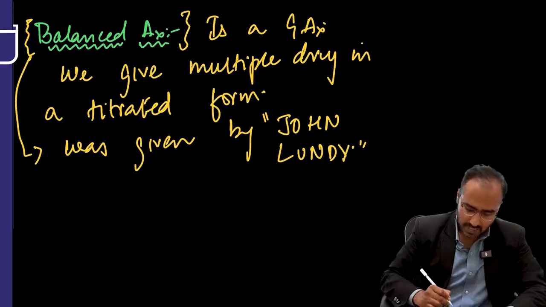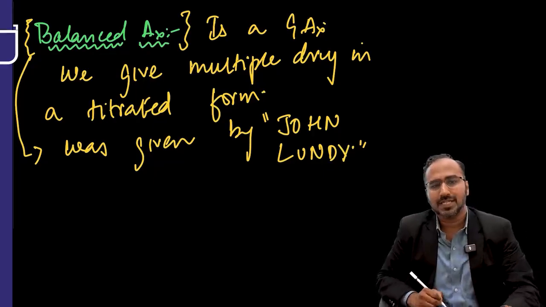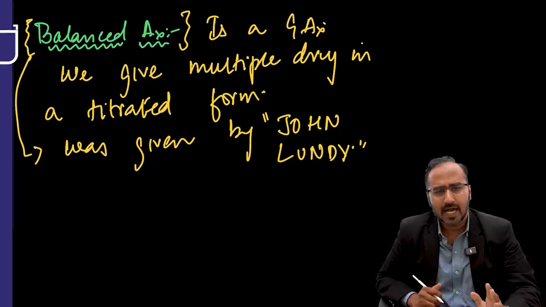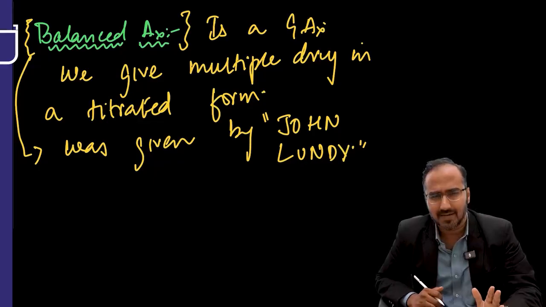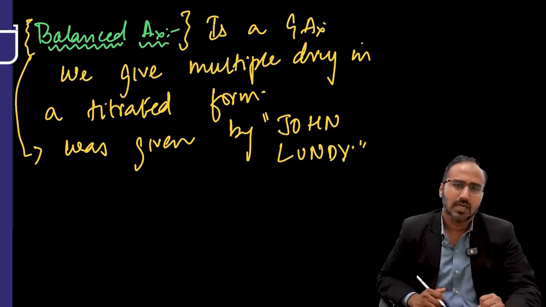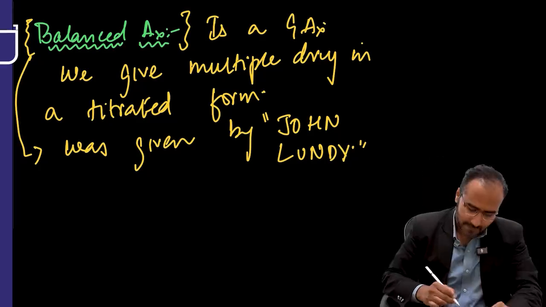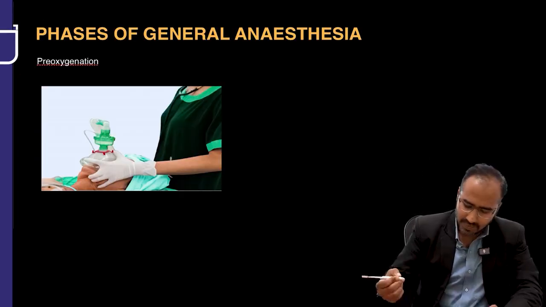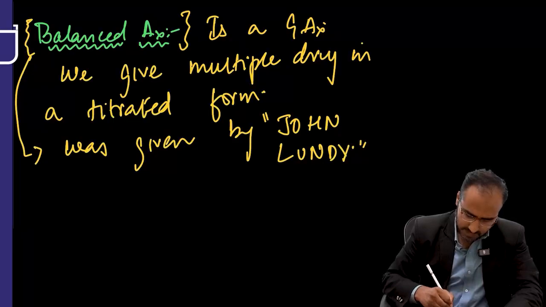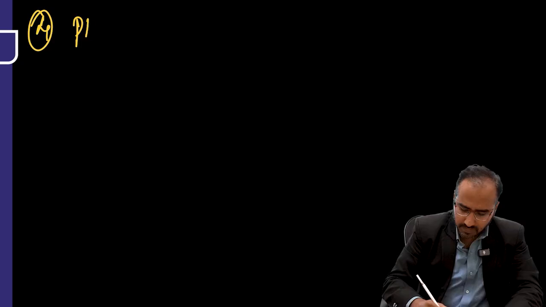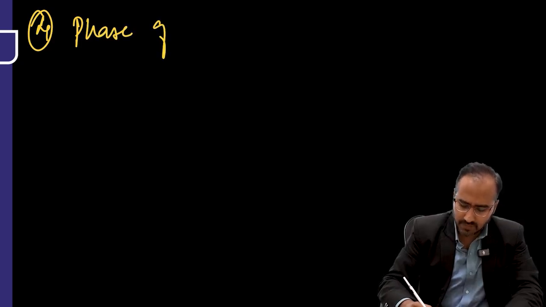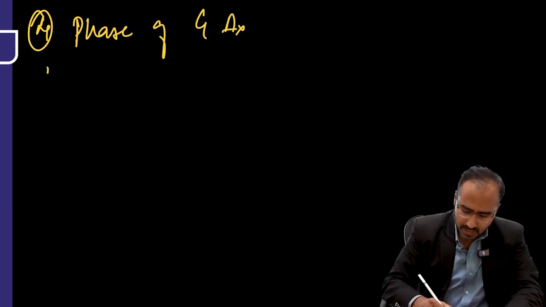Okay? John Lundy. Remember, balanced anesthesia is a general anesthesia only. Okay? Now, guys, we are talking about general anesthesia. Imagine we have a patient who has been diagnosed with intracranial bleed. We have to give general anesthesia to the patient. How will you give it? It is given in 4 phases. What are the 4 phases of general anesthesia?